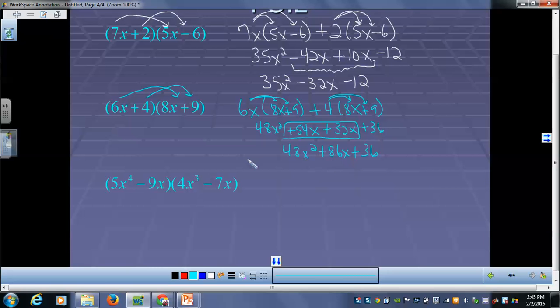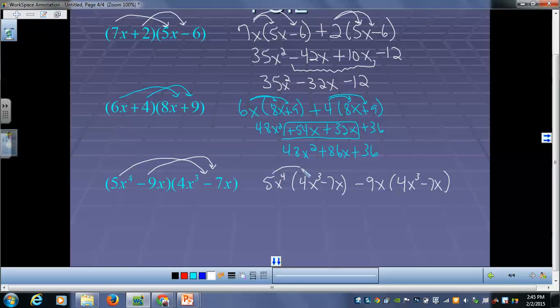All right, so looking at our final problem here. So once again, I'm going to distribute this to everything here. So 5x to the fourth times 4x cubed minus 7x. Then I'm going to distribute the negative 9x to everything in this parenthesis. So negative 9x times 4x cubed minus 7x. Okay, so now once again, now we have higher powers than 1, so we're going to have to remember our rules.